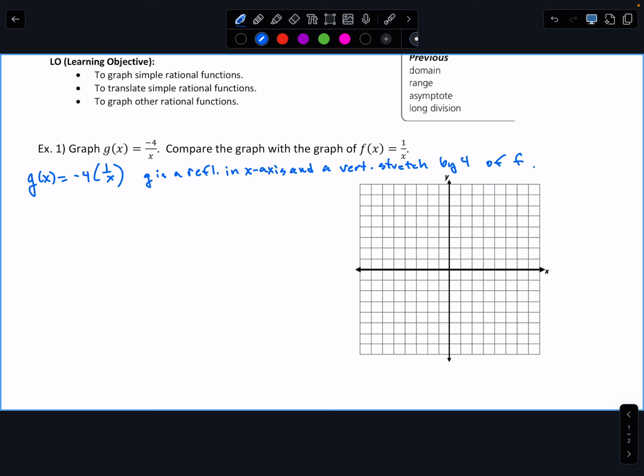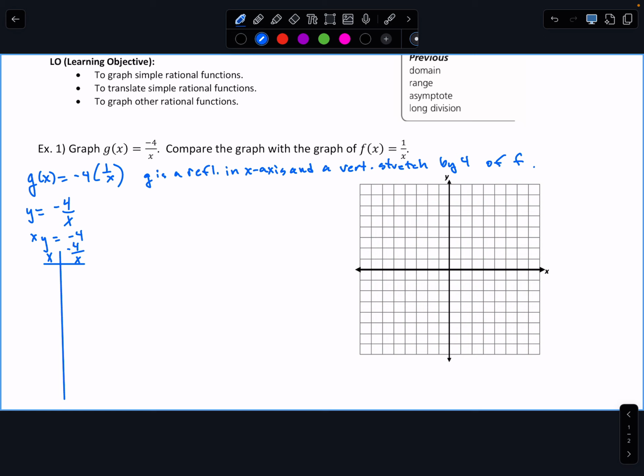Now to graph this, I want to think of it as y is equal to negative 4 over x. And if I multiply both sides by x, I get x times y equals negative 4. And so the last lesson, how I talked about that is I'm looking for pairs of numbers that multiply to be negative 4. And so I'm going to create a table of values and find pairs of numbers that multiply to be that negative 4.